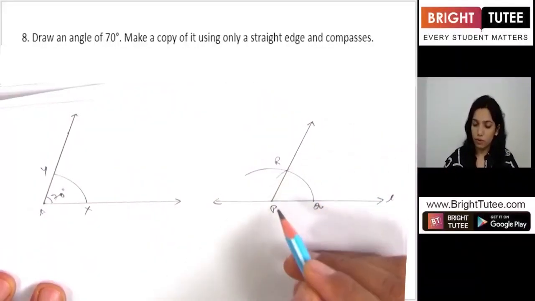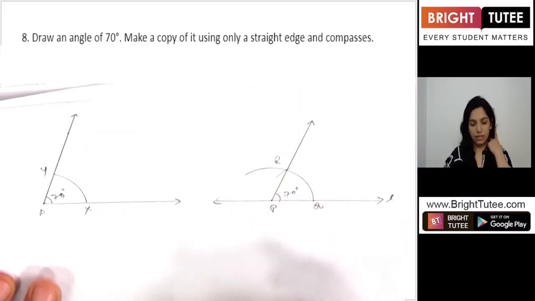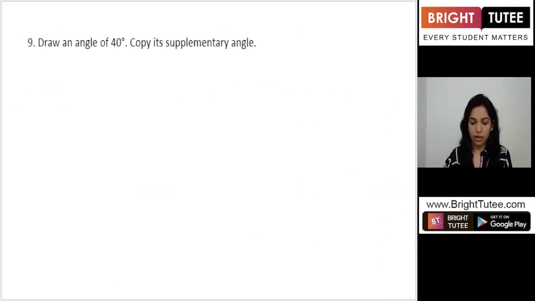So what we have got is a copy of the 70 degree angle. Is that right? So this is how you can draw the copy of a given angle. Moving to the last one. This is the last question of this lesson. Draw an angle of 40 degrees and copy its supplementary.